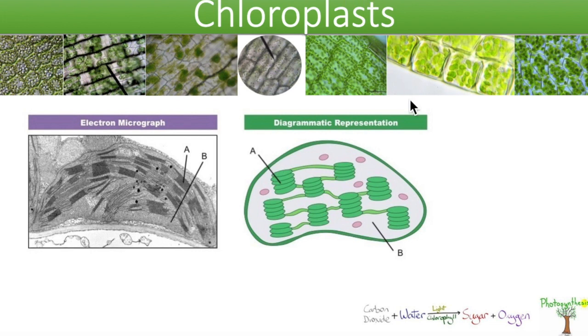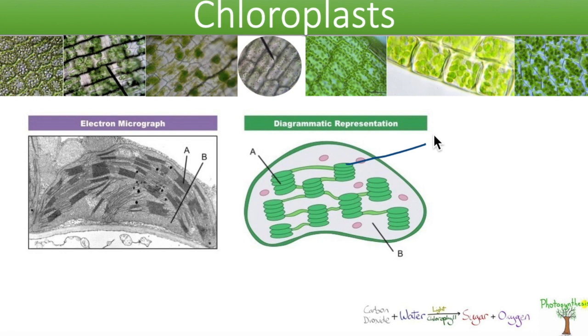Okay, so let's look at what things are. So these little pancakes, or these little solar panels if you like, these are called thylakoids. And these thylakoids are where the first part of photosynthesis happens. They're green, and this is where the chlorophyll is, and this is where the sunlight is captured. Now, a stack of thylakoids, so here's a stack of them, like a stack of pancakes, that's called a granum.